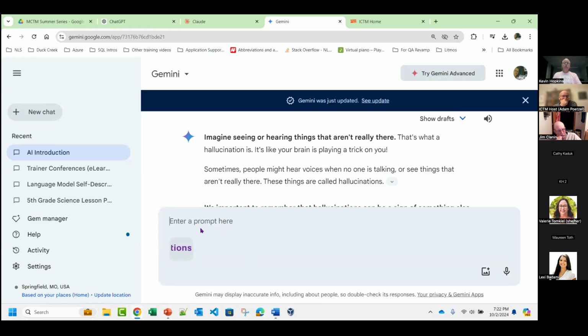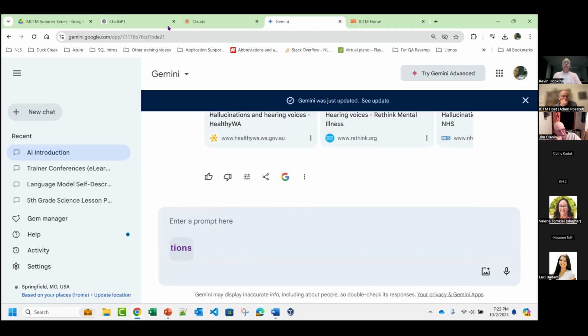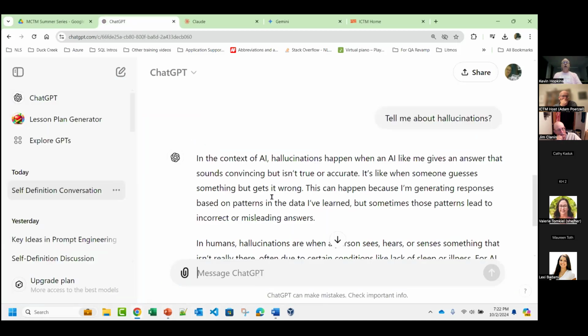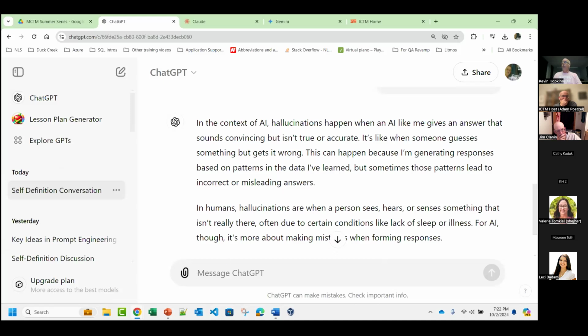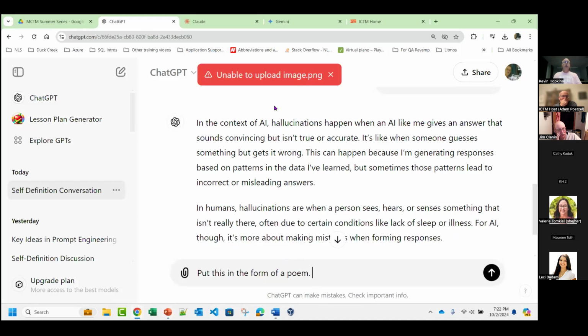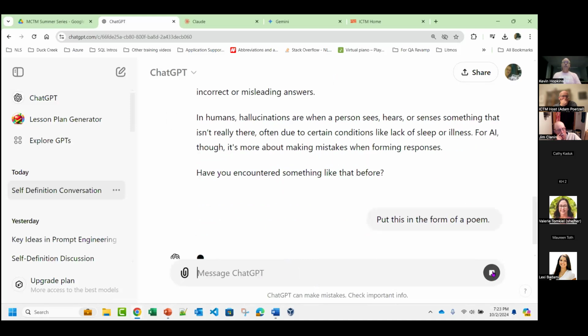We'll see if that'll read it. We won't ask that question. The other two do mention it in the context of AI. Now I'm going to ask it, put this in the form of a poem. And you may have noticed a pop-up there, unable to upload the image. That's one of the free drawbacks. If you're uploading a lot of images, you can only upload a few. After a while, it says you're done for a while. You can't upload anymore. At least it's still taking my text. So I want this to put it in the form of a poem.